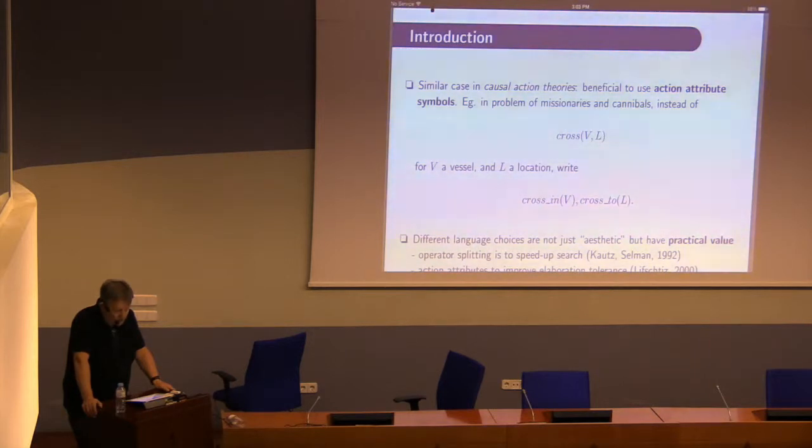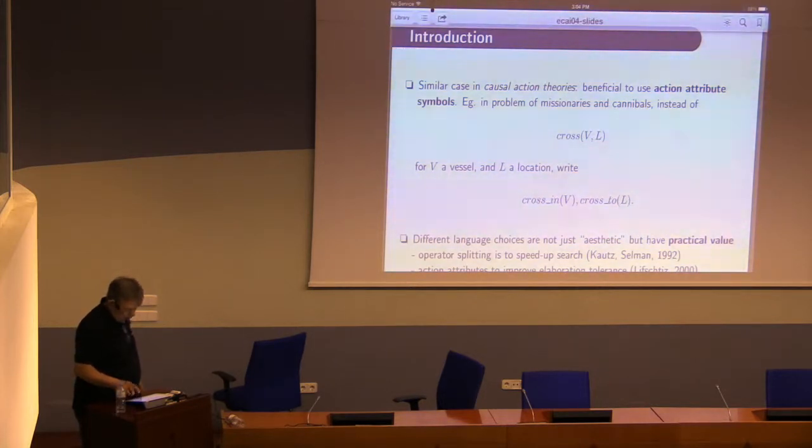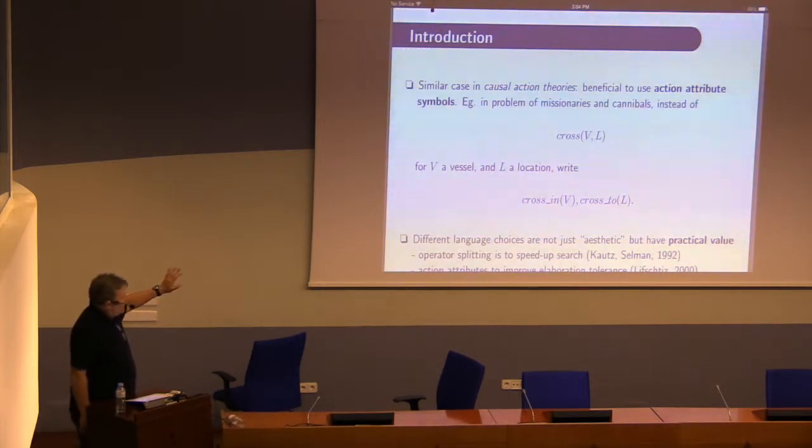In causal action theories, one sometimes makes use of what are called action attribute symbols. There's a famous problem of missionaries and cannibals crossing the river, as you probably know. And instead of saying that a vessel V is crossing in a certain location, we might split this up into two different predicates or relations. And I'm missing some text at the bottom of the slide.